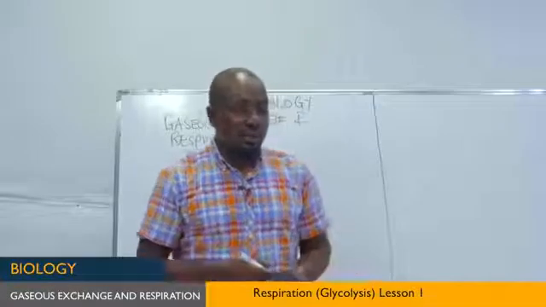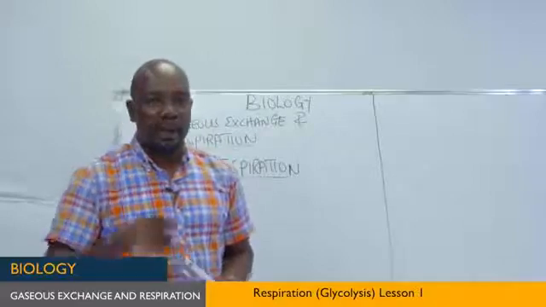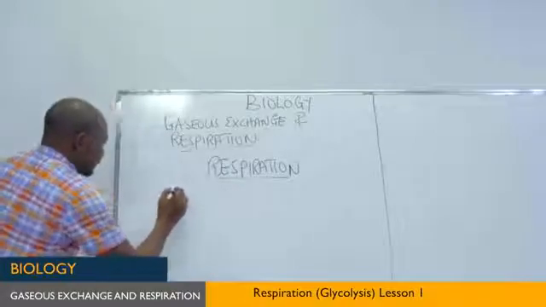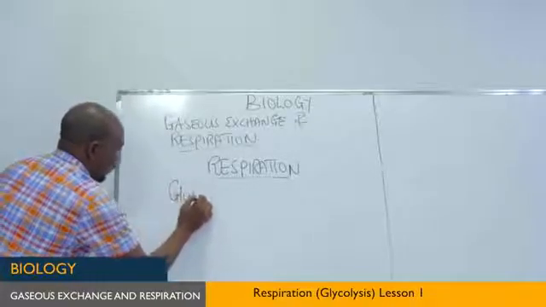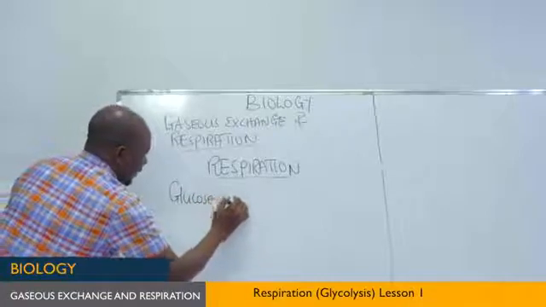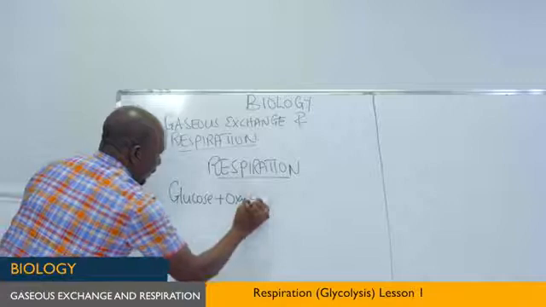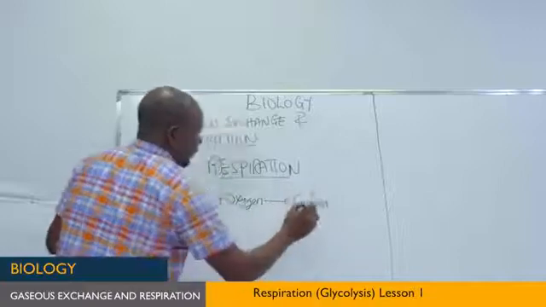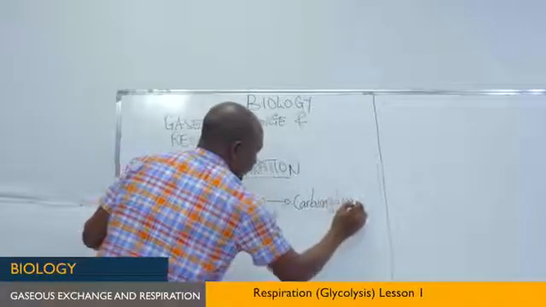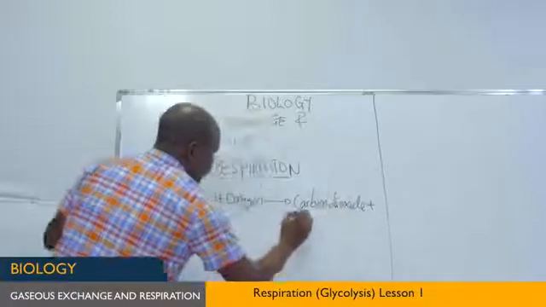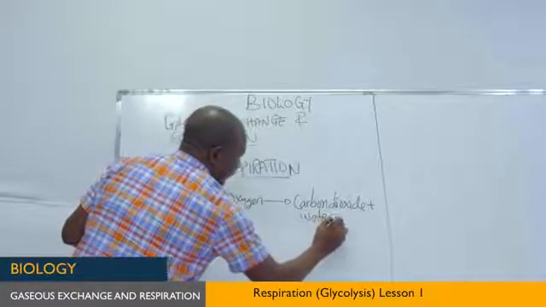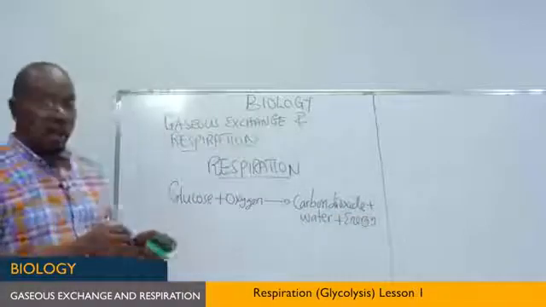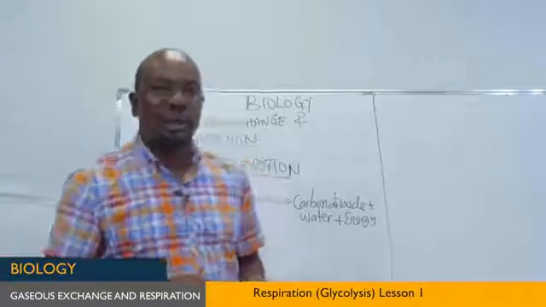But generally, we can summarize the process by this simple general equation: glucose plus oxygen produces carbon dioxide, water, and energy. This is a simplified word equation for respiration.